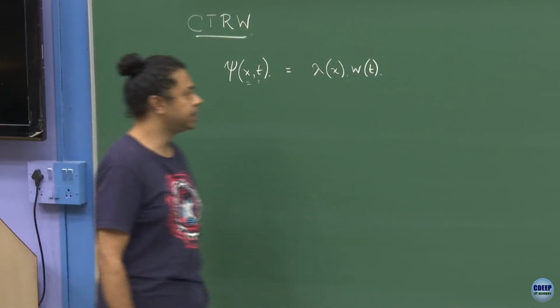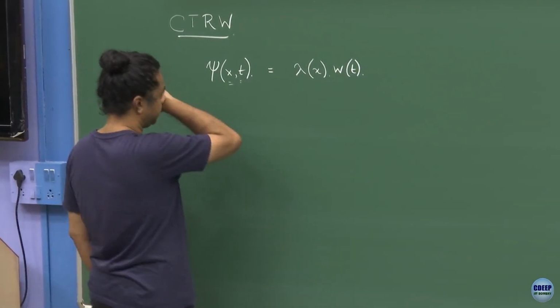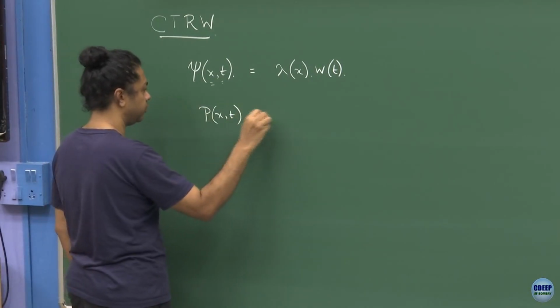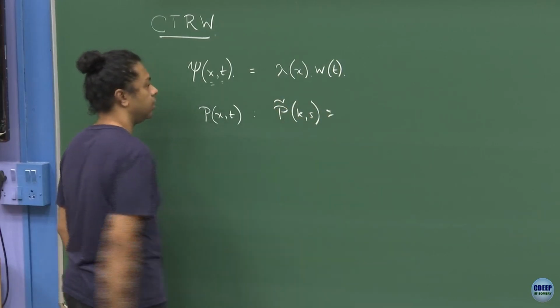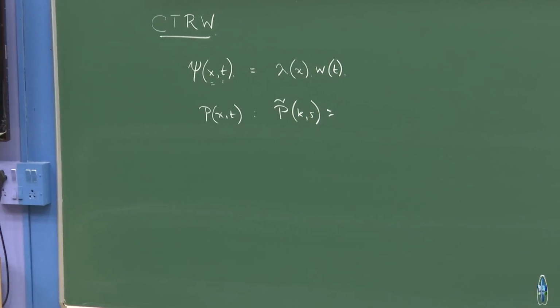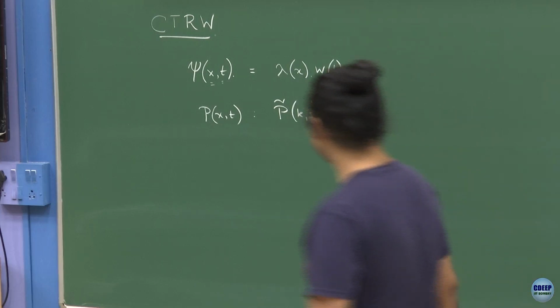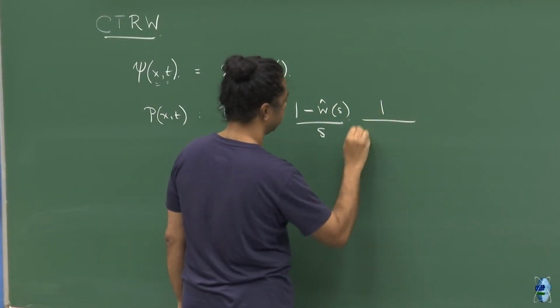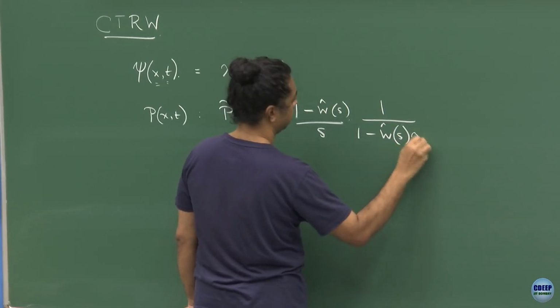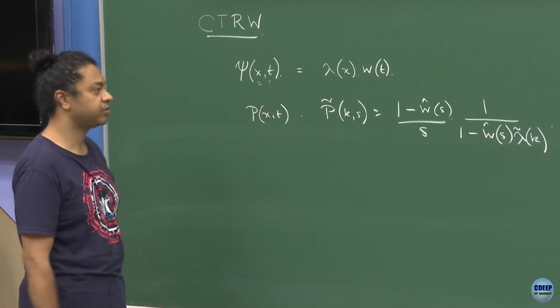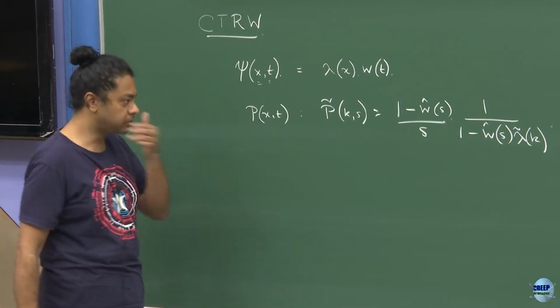And then we showed that if you work in Fourier Laplace space, ultimately what you want is the probability distribution p of x, t, right. And if you work in Fourier Laplace space, p tilde of k comma s, you can express that, as long as these are decoupled, in terms of the Fourier transform of the spatial probability and the Laplace transform of the waiting time probability, and that gave us something which was this 1 minus w hat of s by s, right, and then 1 by 1 minus w hat of s lambda tilde of k, right. So, in principle, if you know these two distributions, you can get this Fourier Laplace transform, and then you can do an inverse Fourier, inverse Laplace to get the probability distribution.